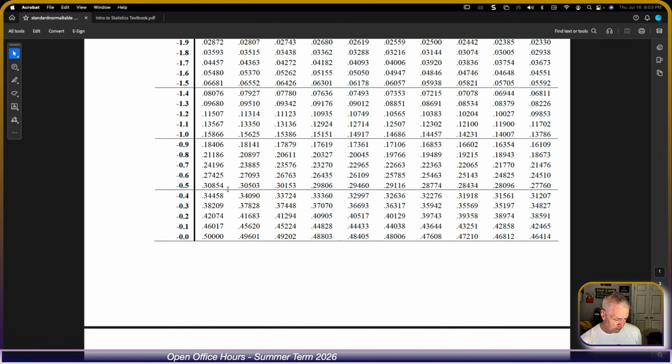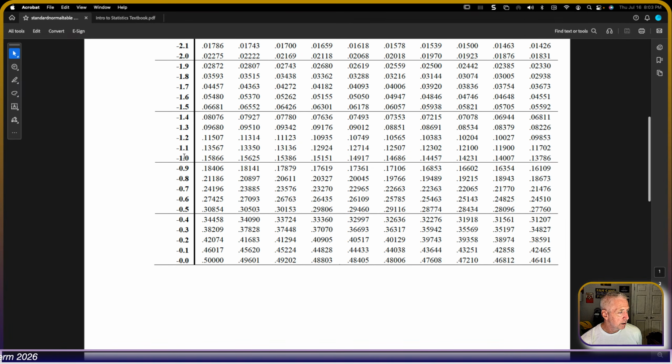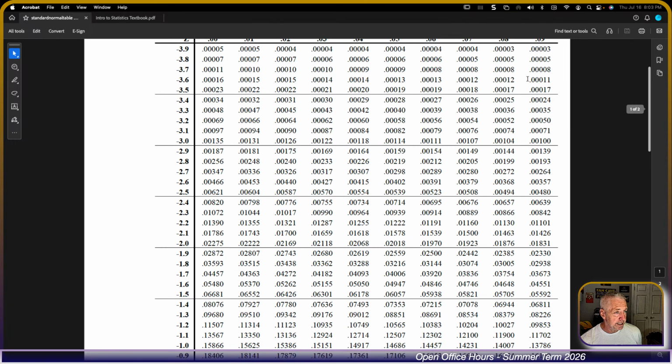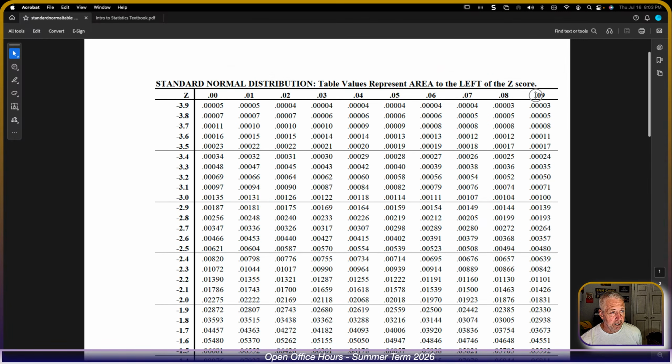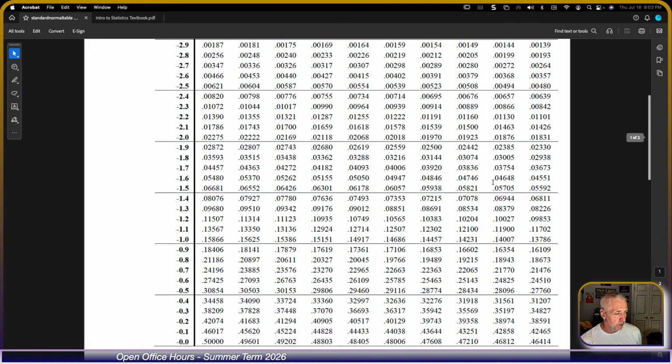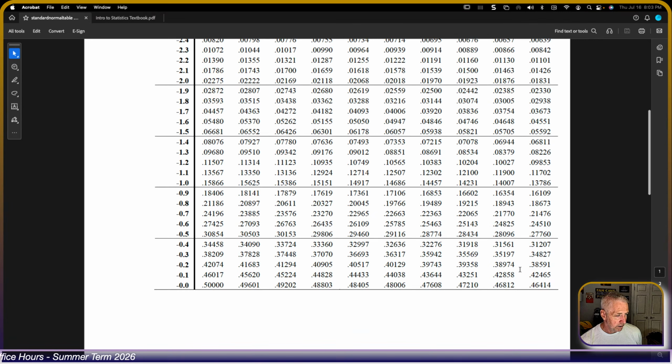Negative 0.19, yep. So negative 0.1 is right here. And then the 9 is that last column right here. So negative 0.19 gives 0.42465. Okay. Got my numbers that I need.